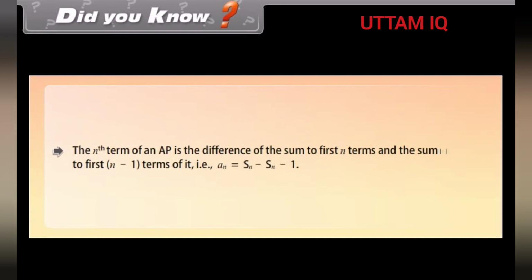Did you know? The nth term of an AP is the difference of the sum to first n terms and the sum to first n minus 1 terms of it, that is, a_n is equal to S_n minus S_(n minus 1).